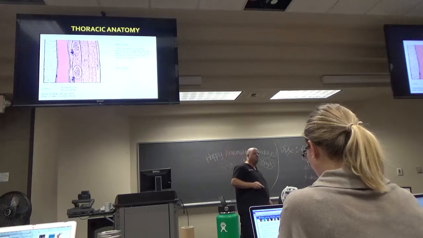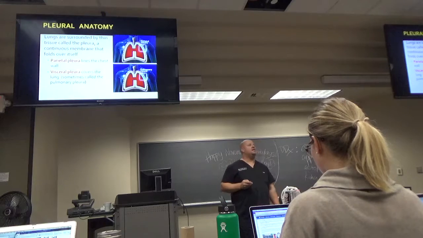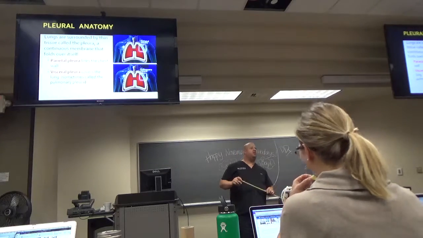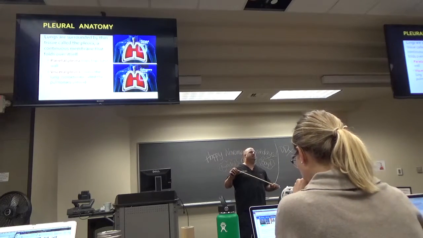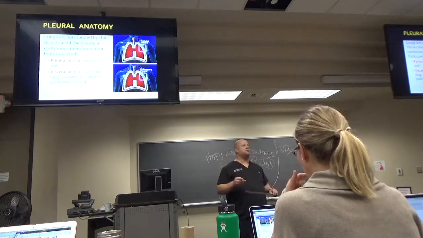Water runs under the bridge. Exactly. Okay, pleural anatomy, lungs surrounded by what we call the visceral pleura, okay? The membrane folds over itself, you have the parietal pleura that lines the chest wall, the visceral pleura covers the lungs, sometimes called the pulmonary pleura.